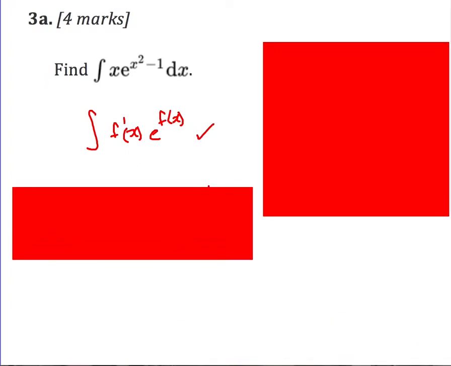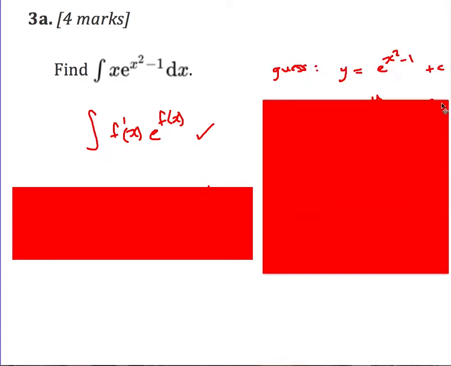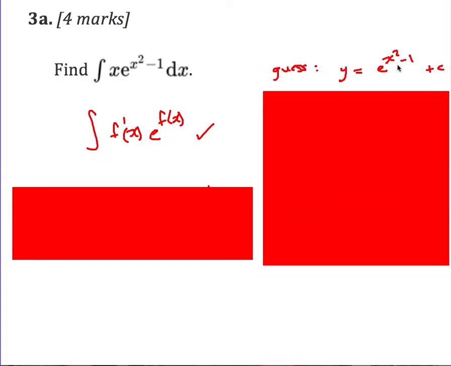Okay, so let's have a look at a couple. Obviously, they can be slightly more difficult than this. Here is the first one. I've got an x and then e to the x squared minus 1. Again, I've got the situation where I've got the differential of a function here and e to the f(x) here. So my guess is just going to be e to the x squared minus 1.